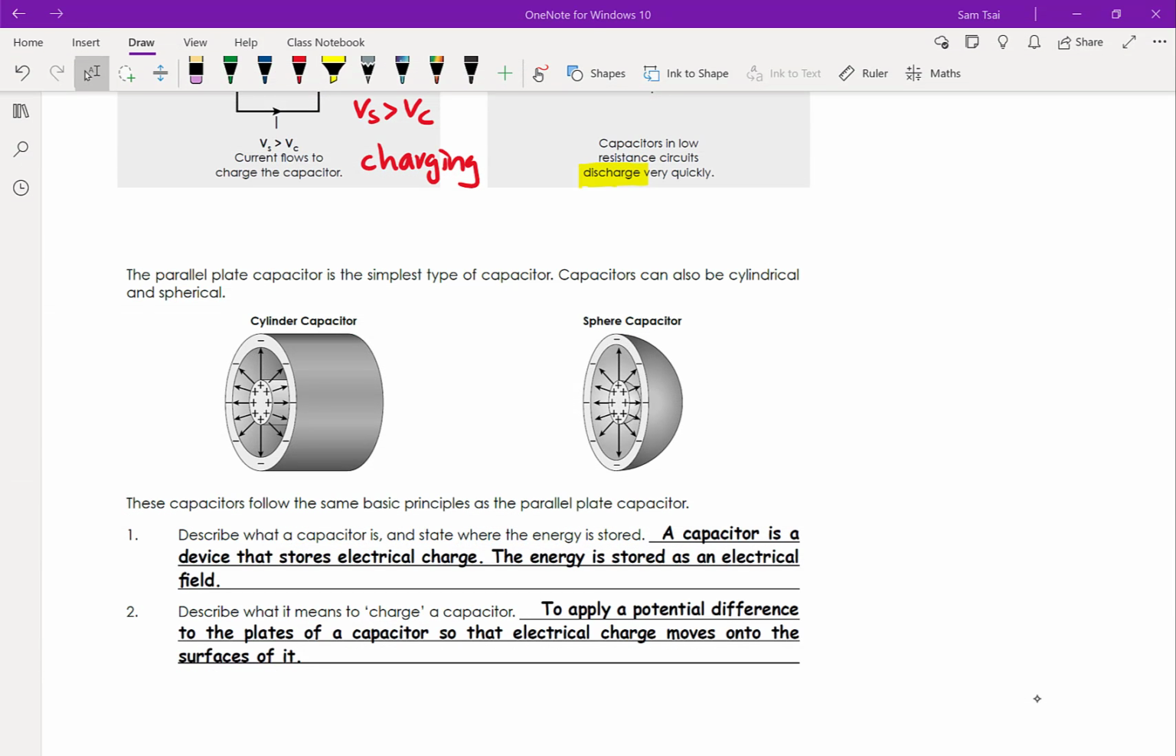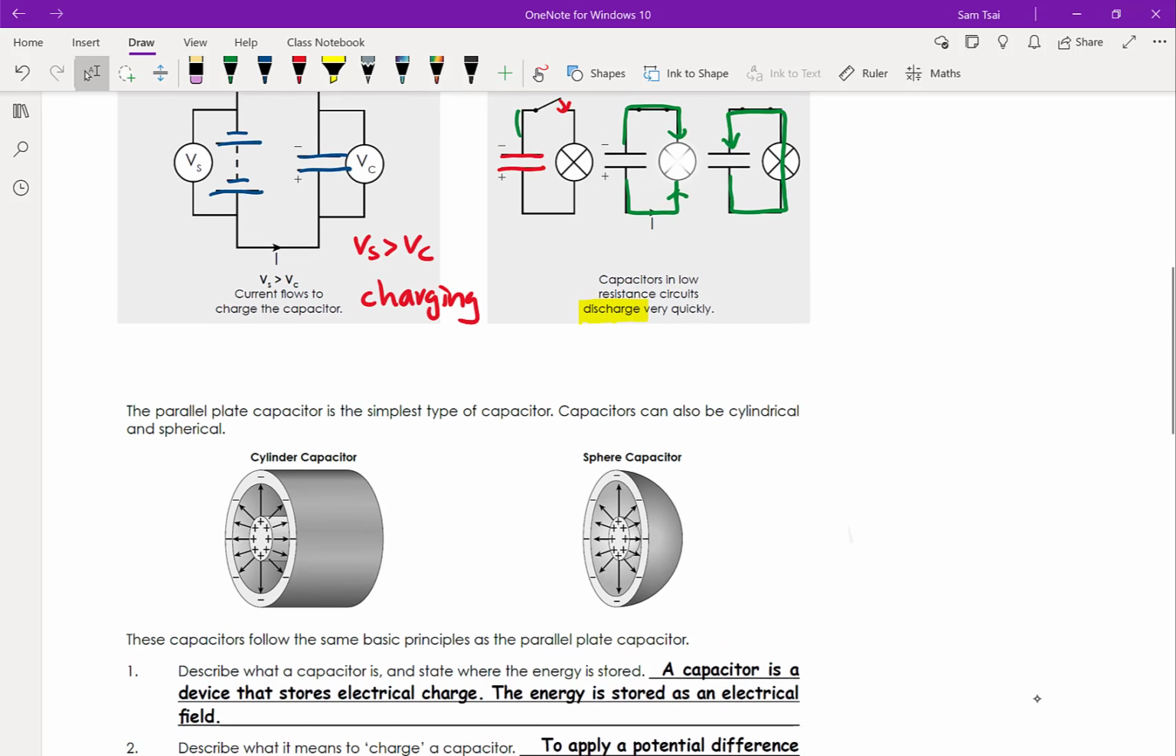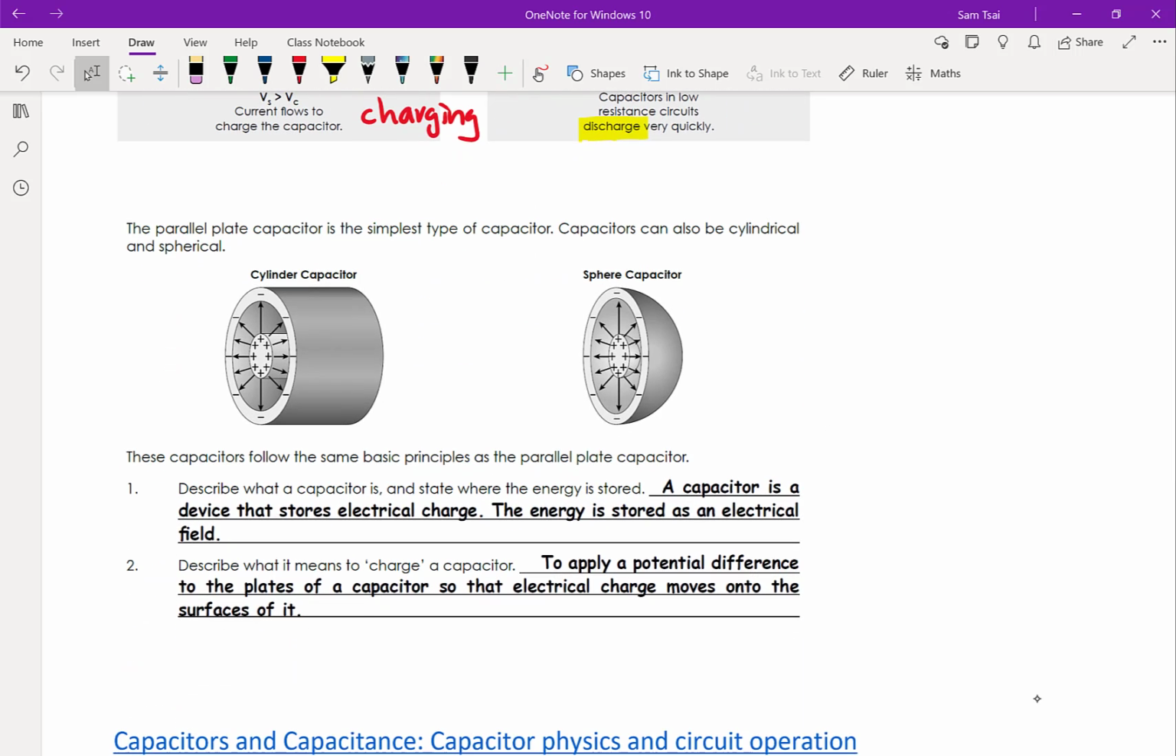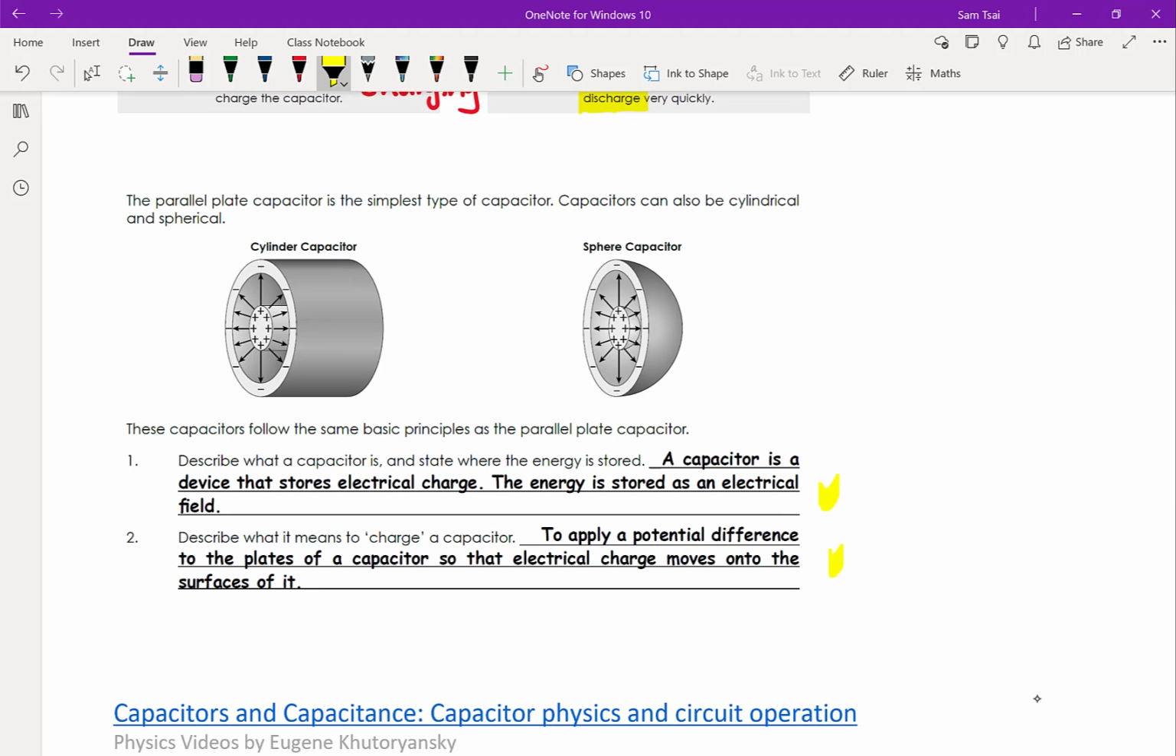A real capacitor can be any shape. Okay, it doesn't have to be parallel plates. Okay, these are the examples. They can be a cylinder or sphere capacitor, different shapes. They all can store charge and energy.